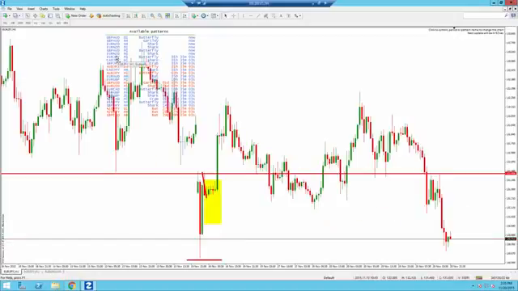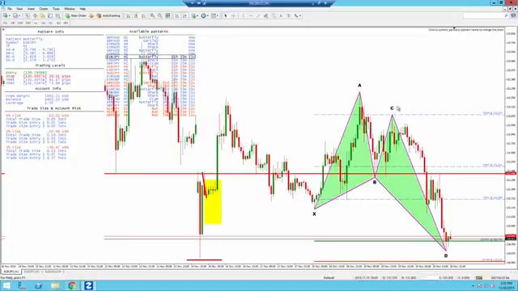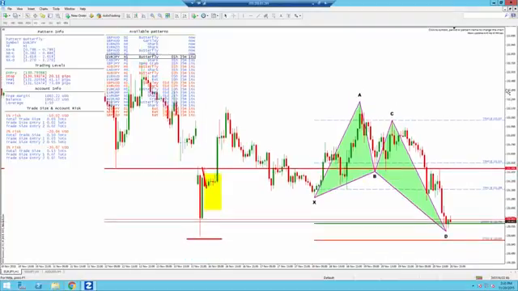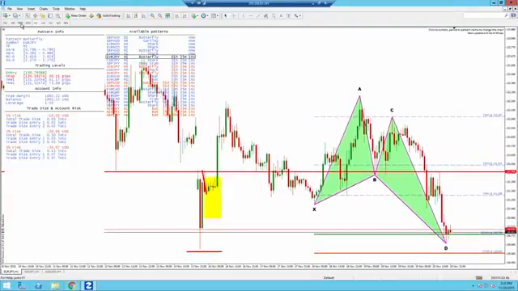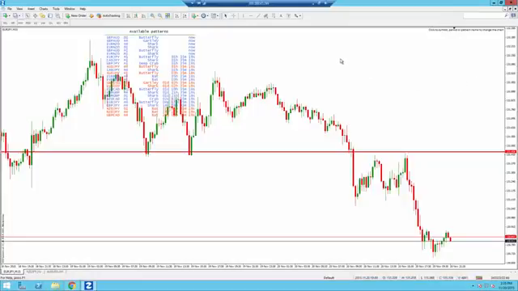Let me see EURJPY. What do we have here? Okay, we're in support on the EURJPY. Let's go to the 15-minute chart because it's a lower time frame. All right, let's let this come up a little bit more. Let it come up more. It's still deciding if it wants to go up or not.